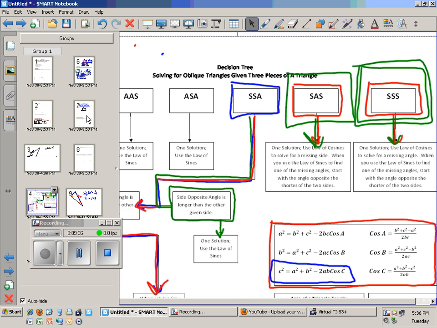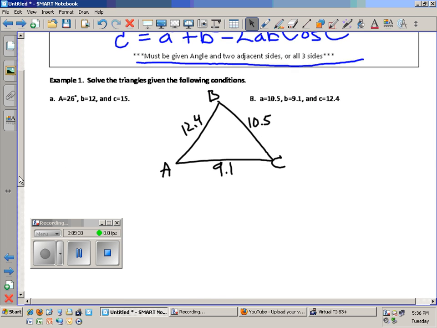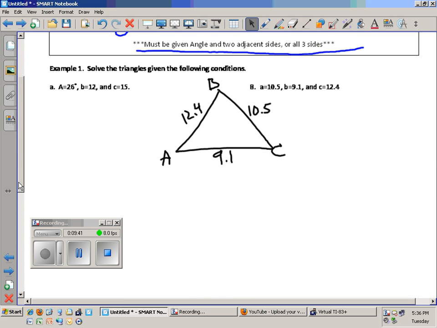We go back. Again, we always need to know if there's an obtuse angle. My recommendation in this situation is to find the obtuse angle, because sometimes that could create two situations for us, which is difficult. Just take my word for it. When you're given all three sides, solve for the angle opposite the largest side first. 12.4 is the largest, so we're going to solve for angle C.